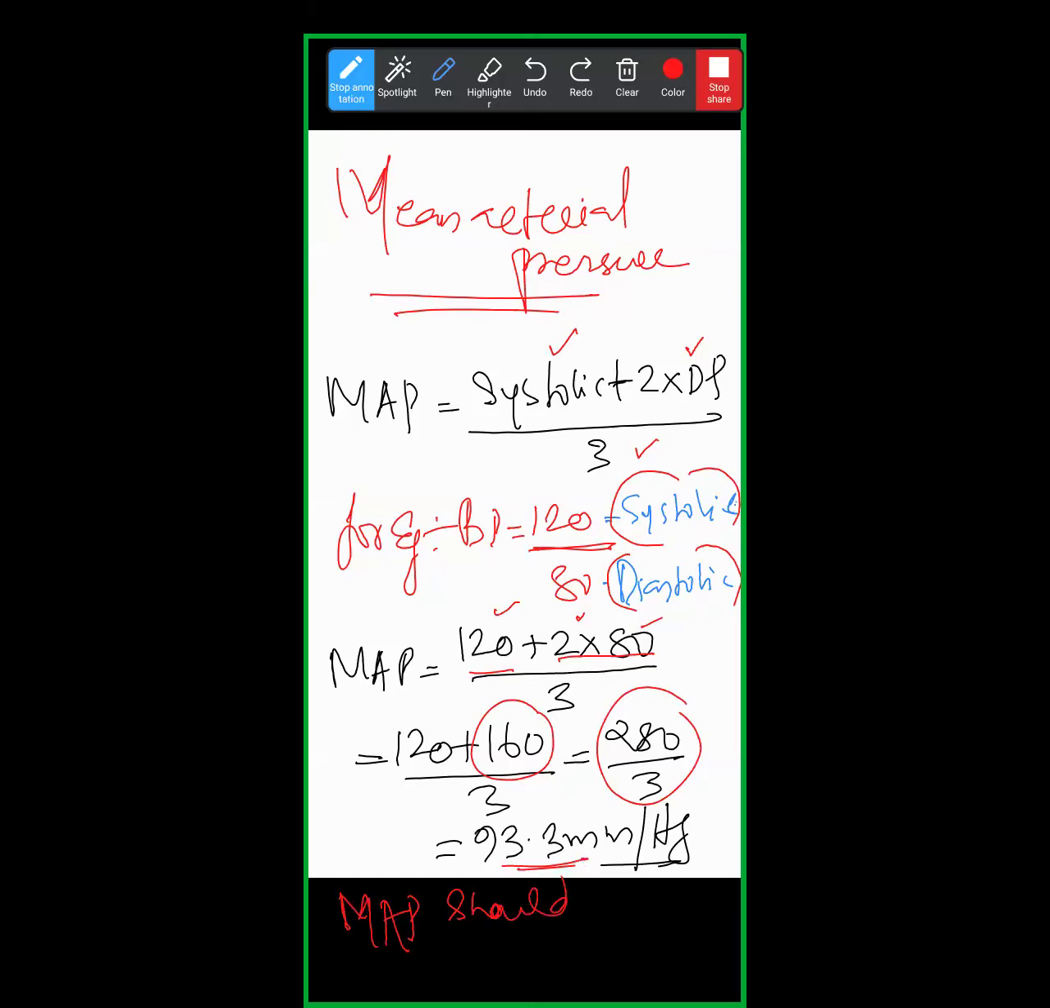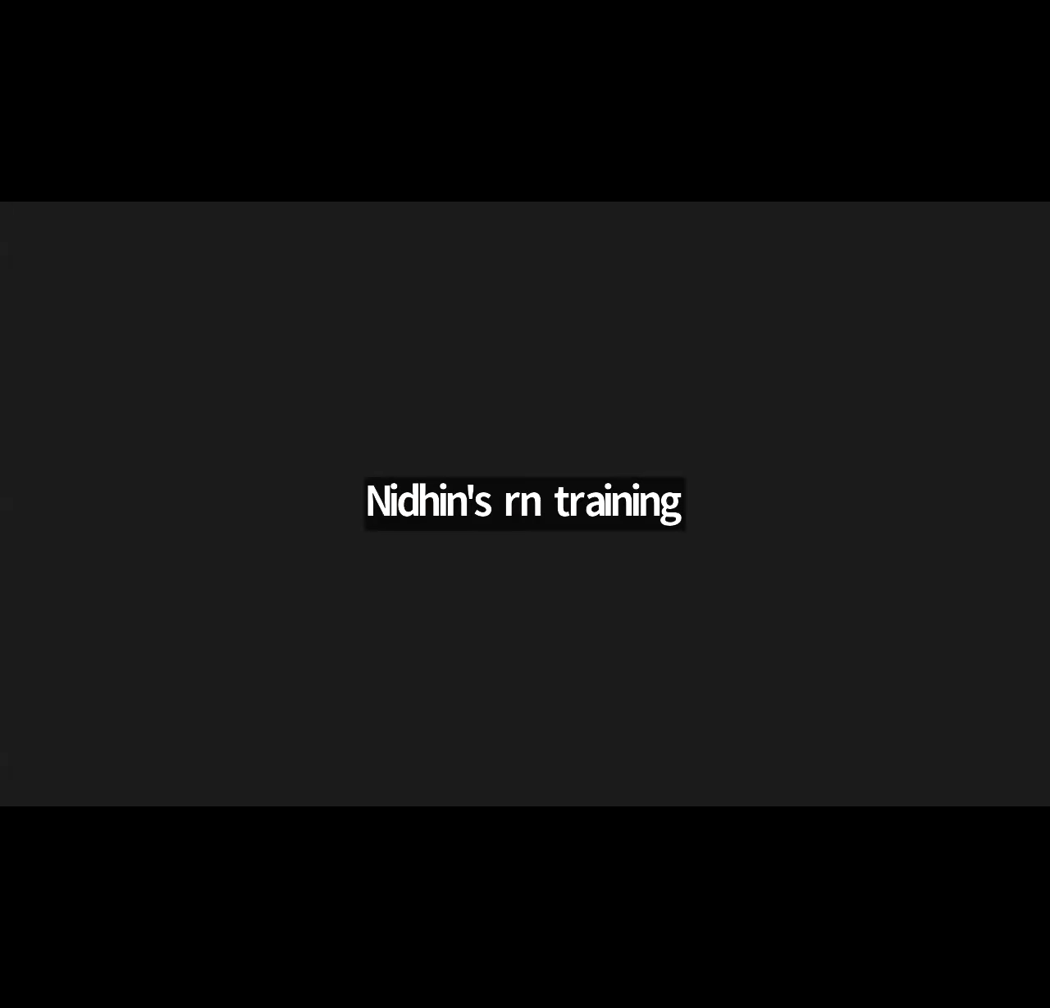MAP should be minimum 60 mm of Hg to achieve organ perfusion. MAP should be minimum 60 mm of Hg to achieve the organ perfusion. Okay. The next line, monitor the pulse pressure.